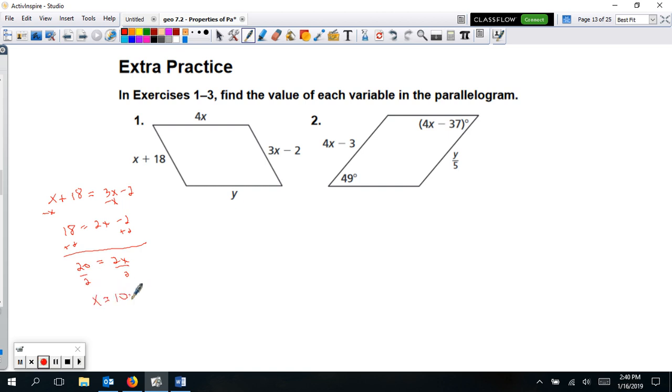So x is 10. Now we can plug in 10 for x in this one right here. So it's going to be 4 times 10.